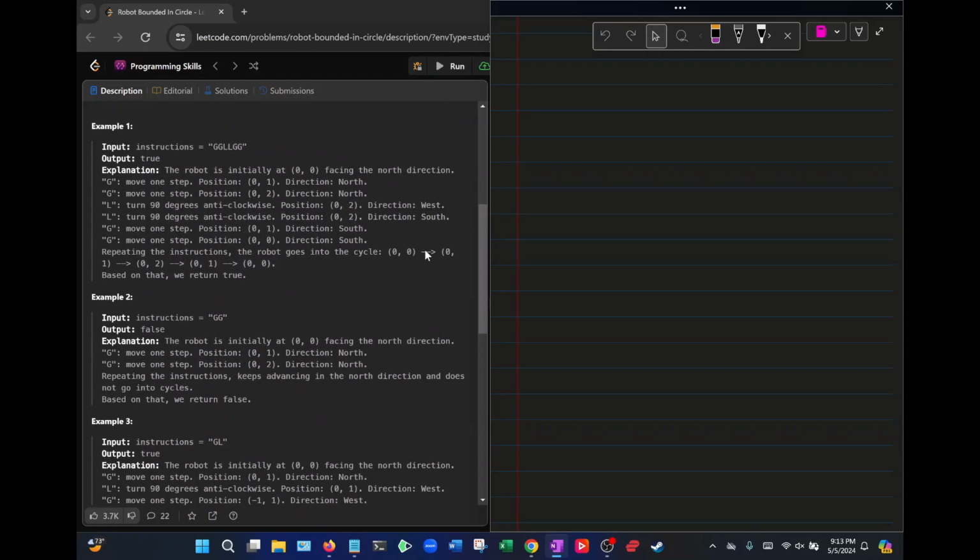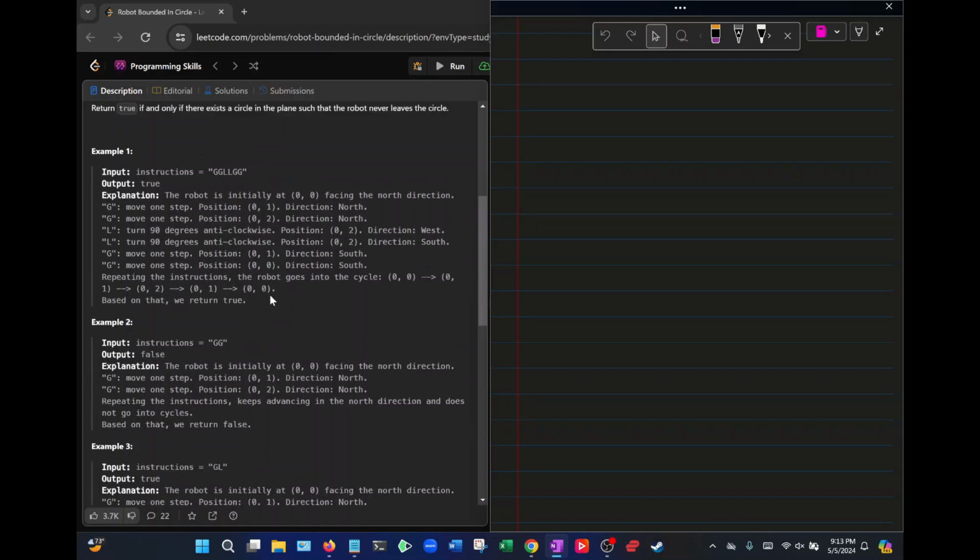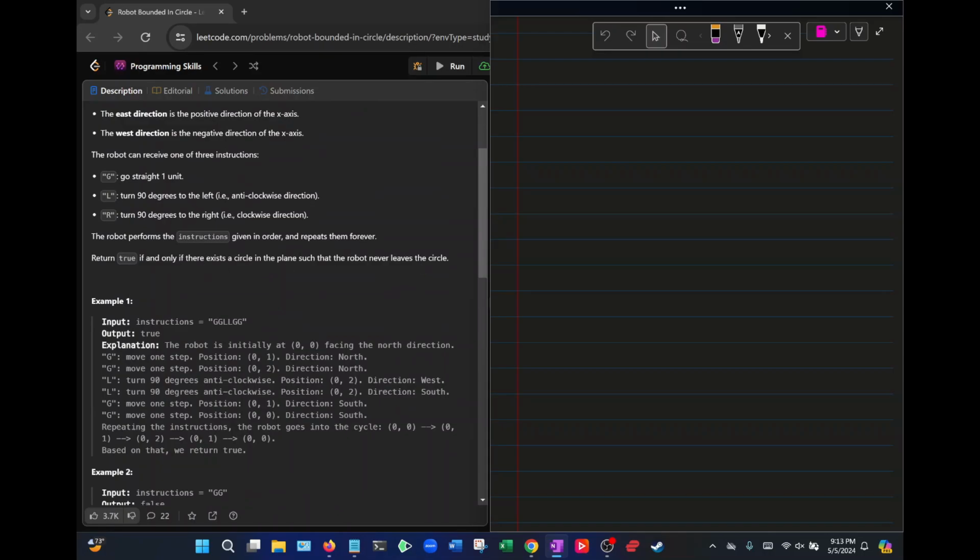So let's look at these examples here. Here we have you go forward 2 spaces, turn left twice, and then go forward 2 spaces. And so basically you start at the origin, you go up 2 spaces, and then you turn back around, and then you go back to the origin, and then you just keep repeating. And so it is true that there is a circle that the robot never leaves.